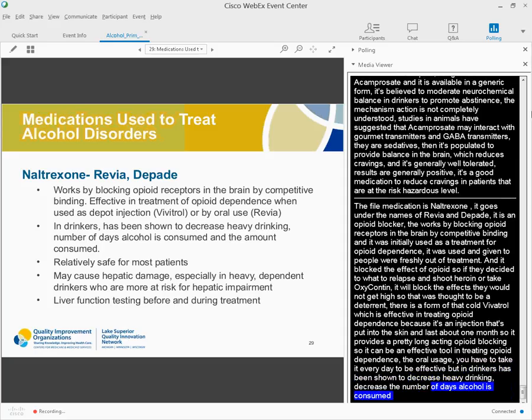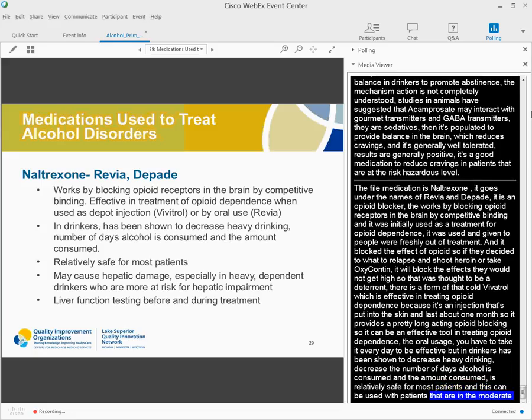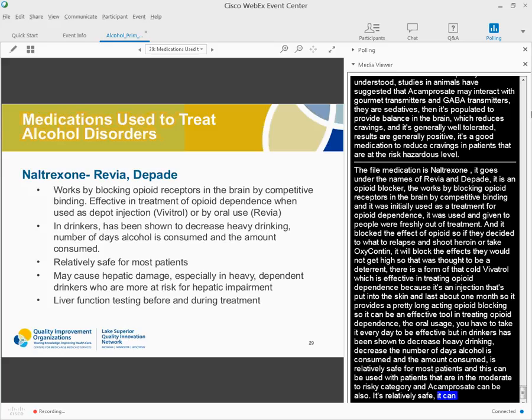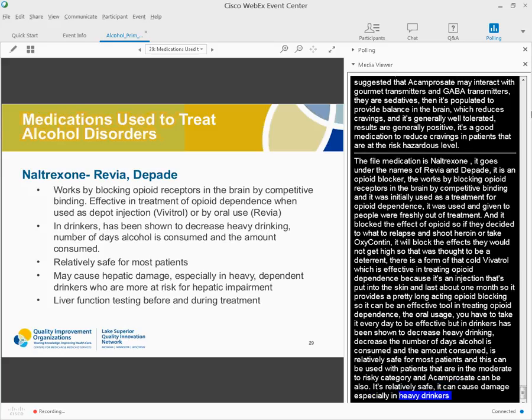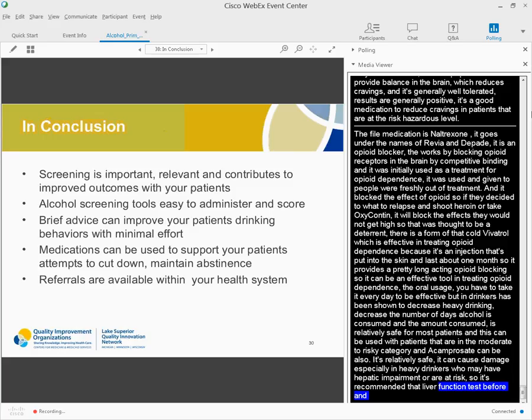So it is relatively safe for most patients, and this is a drug that can be used with patients that are in the moderate to risky category. And actually, acamprosate can be too, or Campral can be too. It's relatively safe. It can cause hepatic damage, especially in heavy or dependent drinkers who may have hepatic impairment or may be more at risk for hepatic impairment. So it's recommended that liver function tests before or during treatment of naltrexone be used.